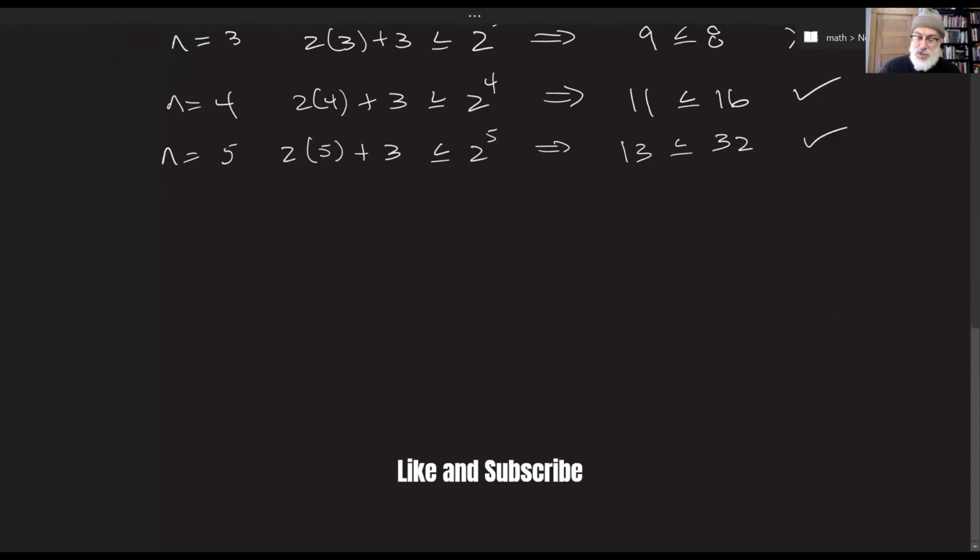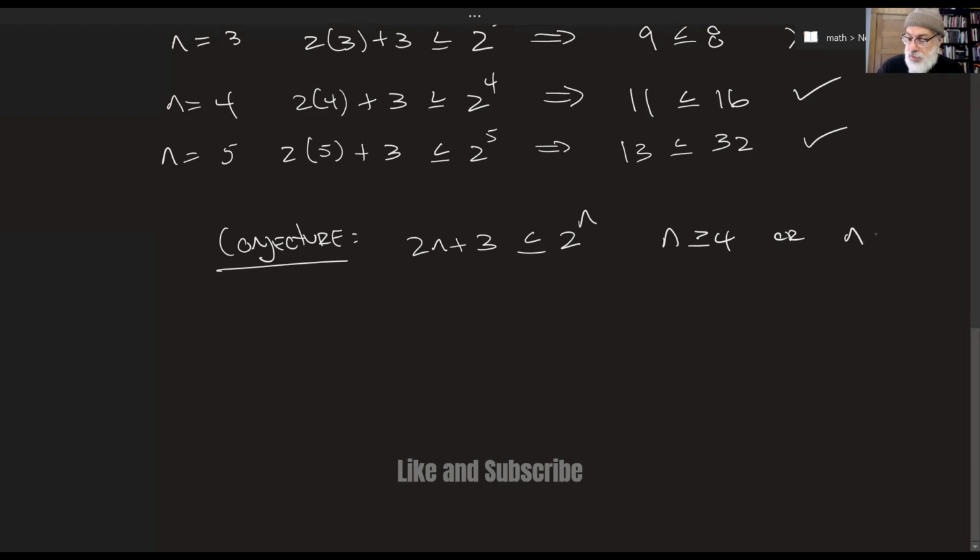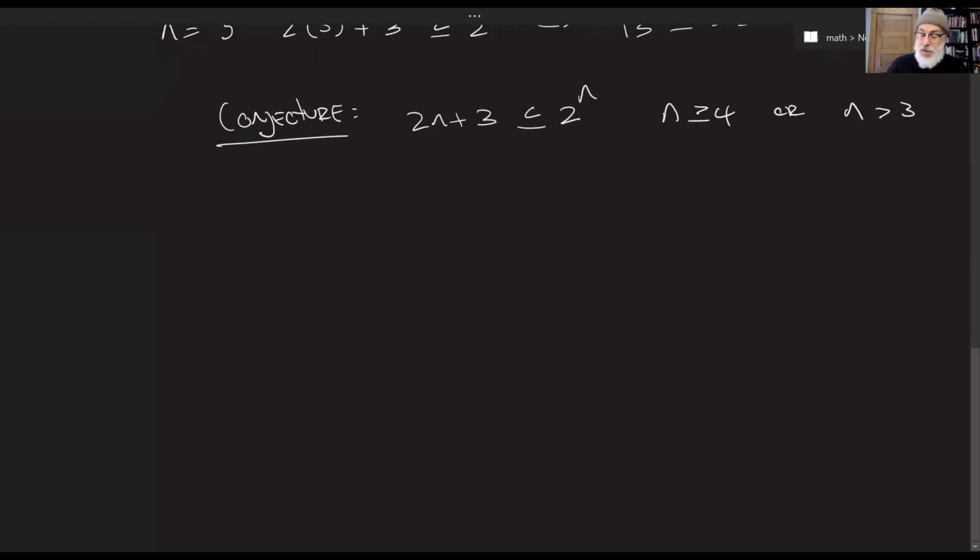So based upon this, let's conjecture that 2n plus 3 is less than or equal to 2 to the n for integers n greater than or equal to 4, instead of greater than 3. You could have done either. Let me write that. I'm going to use greater than or equal to 4, but you could have done integers greater than 3. Same thing. All right, so this is our conjecture. Conjecture means that we're not entirely certain it's true, so let's prove it.